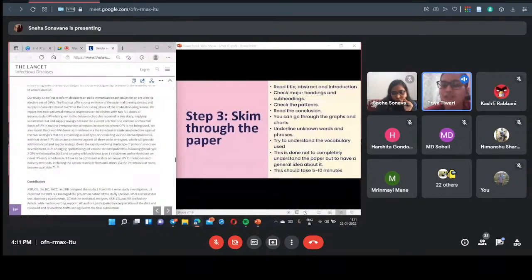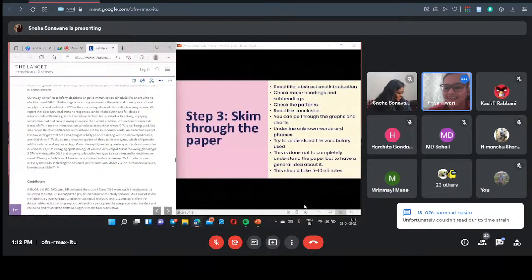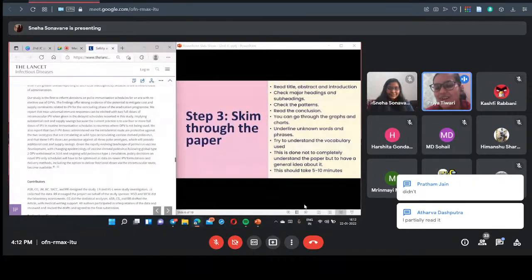So I would like to ask a question over here. How many of you have read the paper, today's paper, which is going to get presented, which we asked you to do? You can answer in the chat section. None of you have read and come. We asked you to do a homework. Okay, no issues. Okay, Pratham has read. Nice, Pratham. Atharva has read partially.